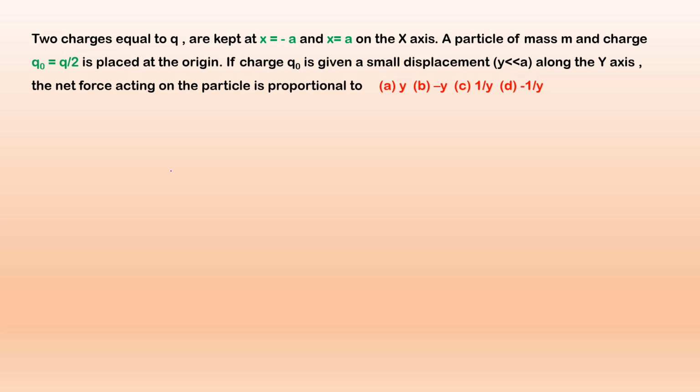Today we are going to solve one question from Electric Field and Charges, class 12. The question is that two charges equal to Q are kept at x equals to minus a and x equals to plus a on the x-axis. A particle of mass m and charge q naught equals to q by 2 is placed at the origin.